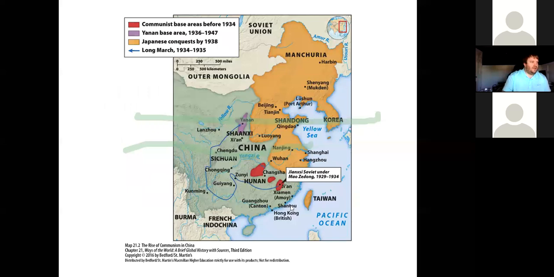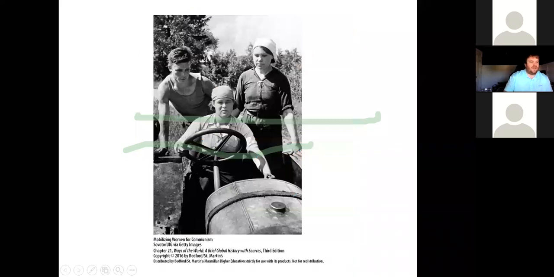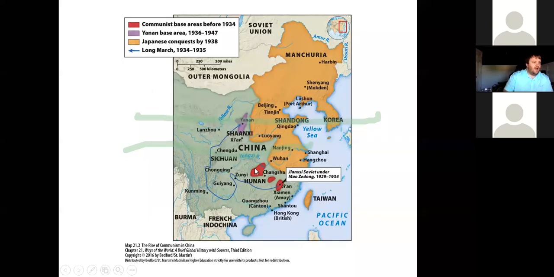Within here, you can see the Japanese conquests. We'll start with the basic one. So within here, the communist areas before were these little red dots that were communist before 1934. Then you'll see the actual Japanese conquest. So when Japan came into China and got into here before the end of World War II, Japan actually conquered everything all the way in here, including Nanking and Wuhan, which has been in the news recently for different reasons.